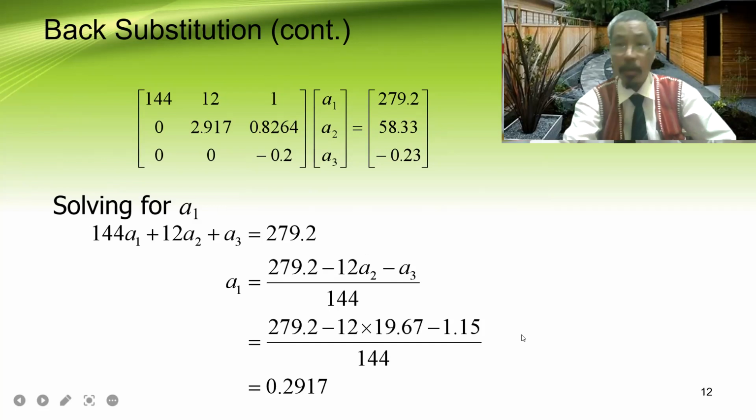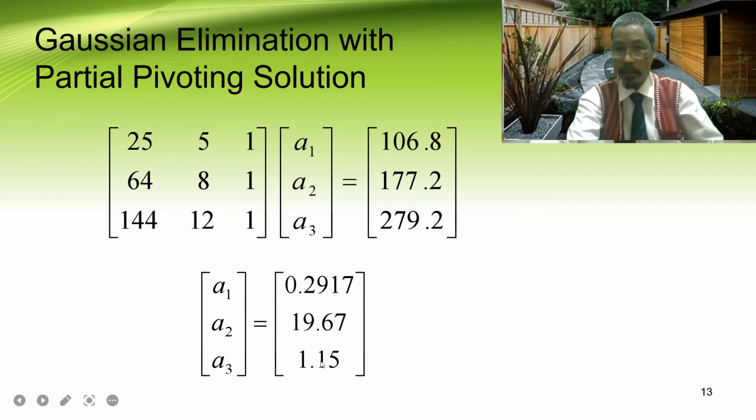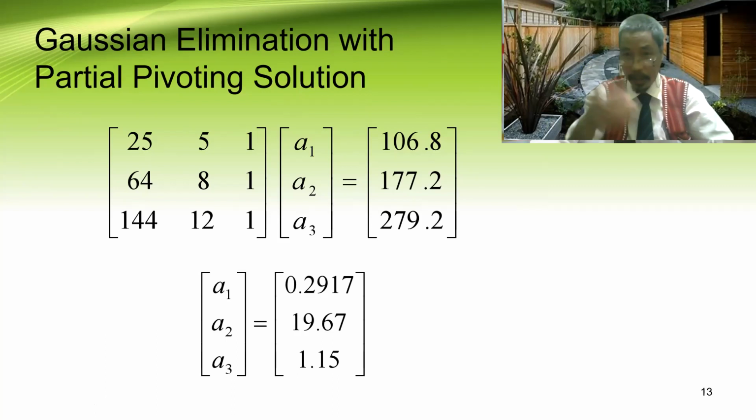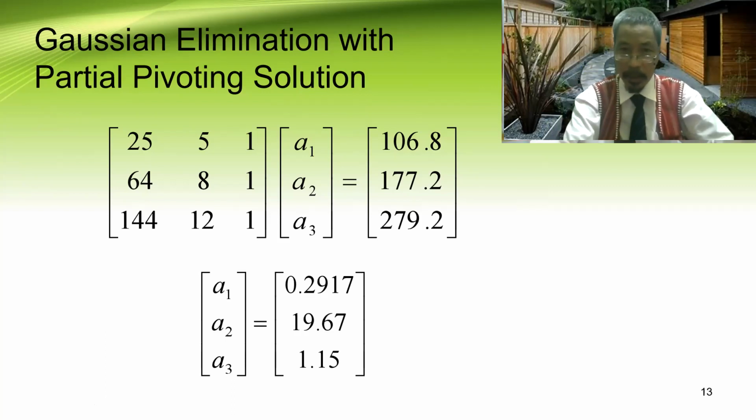So we already know all of the values A1, A2, and A3. What are those? In summary, the values are here in matrix format. A1 is equal to this, A2 is equal to this, A3 is equal to this. It's very easy. Is your answer equal to this answer? So this is our Gaussian elimination with partial pivoting solution.